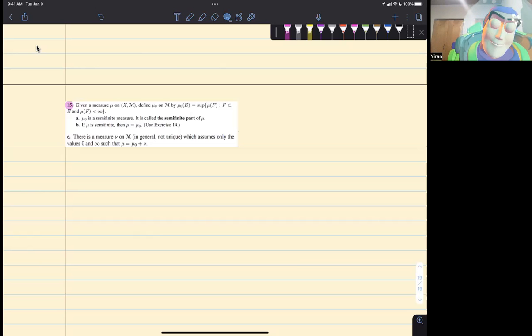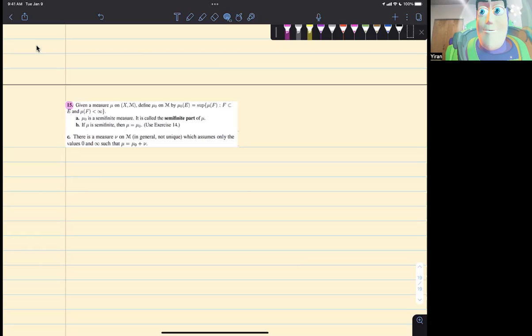Okay, so for A, let's state our goal. The first goal is to show mu naught is a measure. And the second one is to show that mu naught is a semi-finite measure. Okay, so let's do the proof of 1.